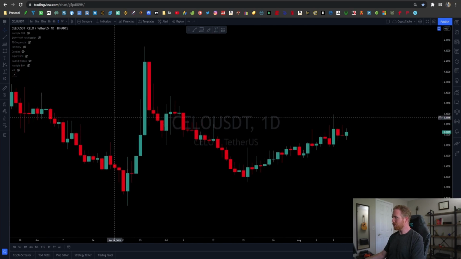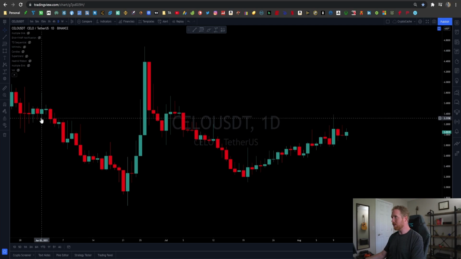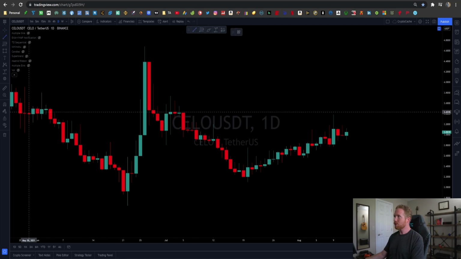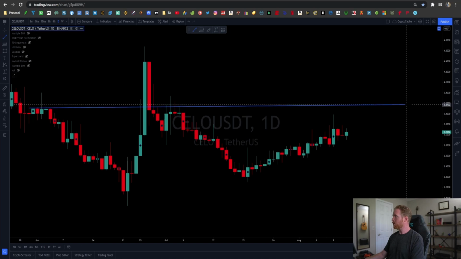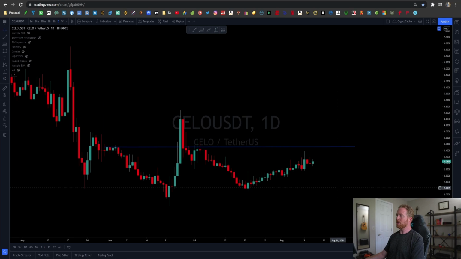But I would like to mark this here too, because we can see there was a strong resistance here at about, yeah, that's pretty much 350. If you look right here, this line, 350, let's just go ahead and use that. So we'll go with 350. So $3.50 is a major resistance here for CeeLo.